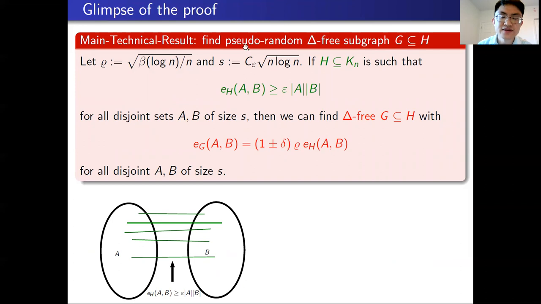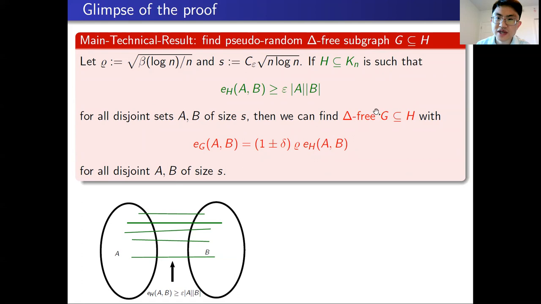So this is our Mantel-Kronecker result. Here you can assume rho is some edge density, and s is the size of some large vertex set. Our result states that if your host graph H is not too sparse, which means for any two disjoint vertex sets A and B of size s, the number of edges between A and B in H is at least epsilon times size of A times size of B, then we can find the triangle-free subgraph G of H, such that the number of edges between A and B in G is concentrated around the edge density rho times the number of edges between A and B in H, for all these disjoint vertex sets A and B of such size.